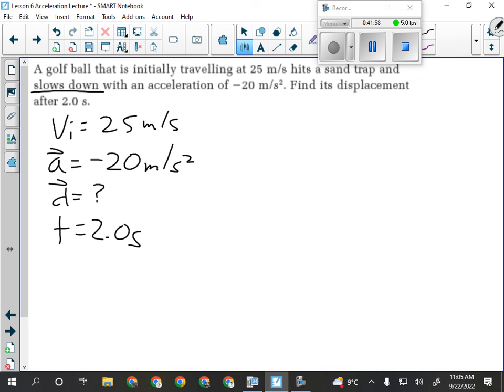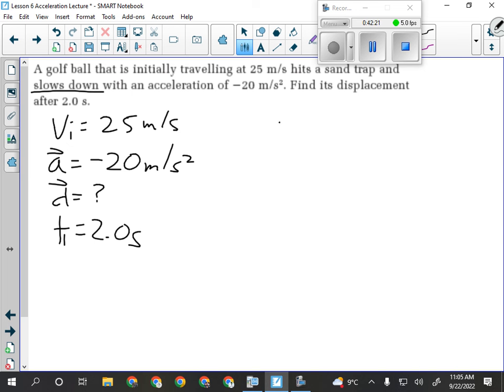Okay, so we've got this situation here. What formula am I going to use for this? Would you have to modify d equals vf plus vi? Nope, because I don't have vf. What's a formula that has these 4 things in it? I might have to manipulate it, but it has these 4 things in it.